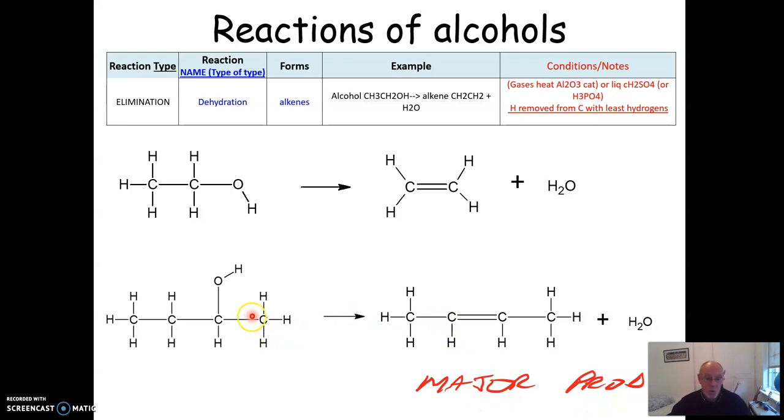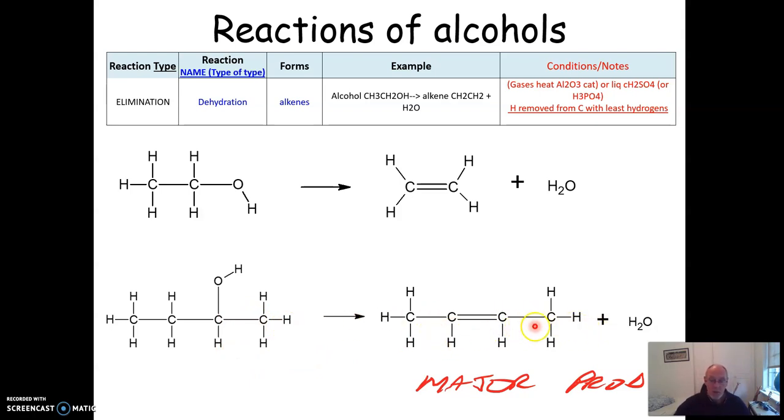What I mean by major product is you also get a minor product. You get a small amount of the other one formed, and that is because of the intermediate in the reaction. You don't need to know about that, but there's a more stable intermediate formed in this case when hydrogen is lost from there than when the hydrogen is lost from the end. You just need to know this one is the major product, and also what would be the minor product, with the double bond formed there.